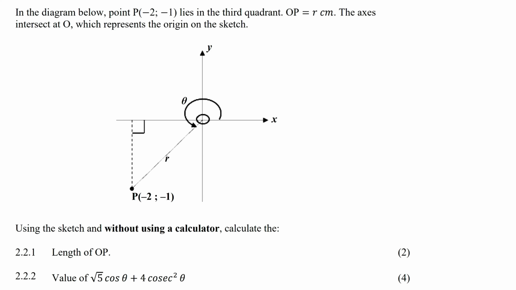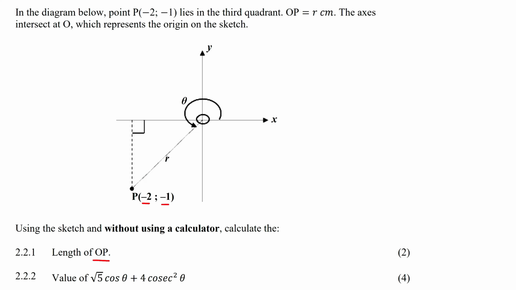They tell us that the length of OP is R, and that's all that's really important. Now it says using the sketch and without using a calculator, what is the length of OP? So what is the length of this over here? What you need to understand is that point P has these coordinates.